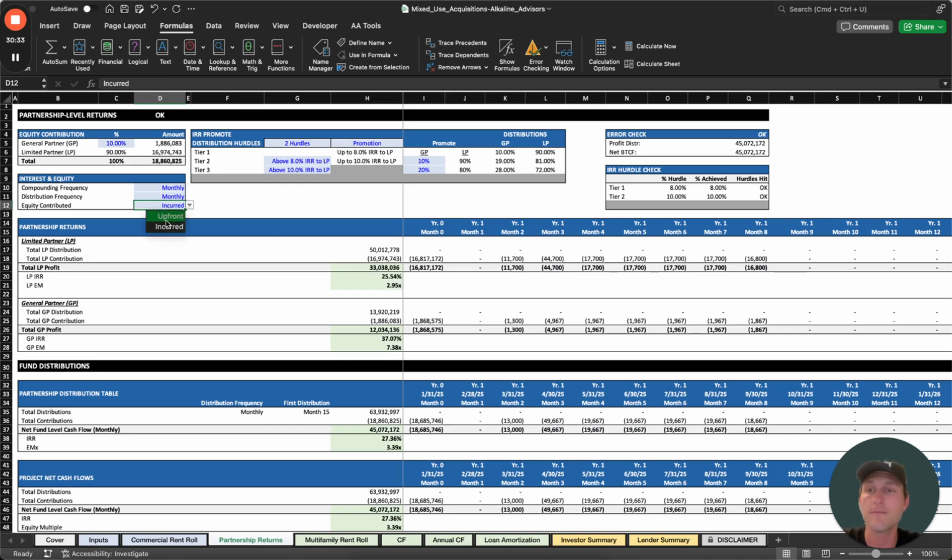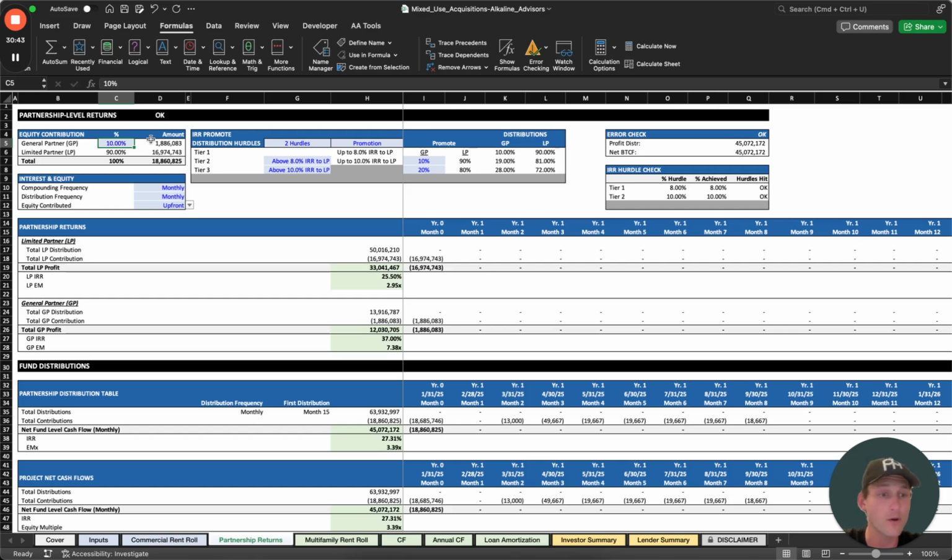Most likely it'll be spent up front, right? You'll earmark them up front. And in that scenario, you'll toggle up front. You can choose what percent of the equity is being contributed by the GP versus the LP. So here we have a 90-10 split. Then you can choose the hurdles between the GP and LP.